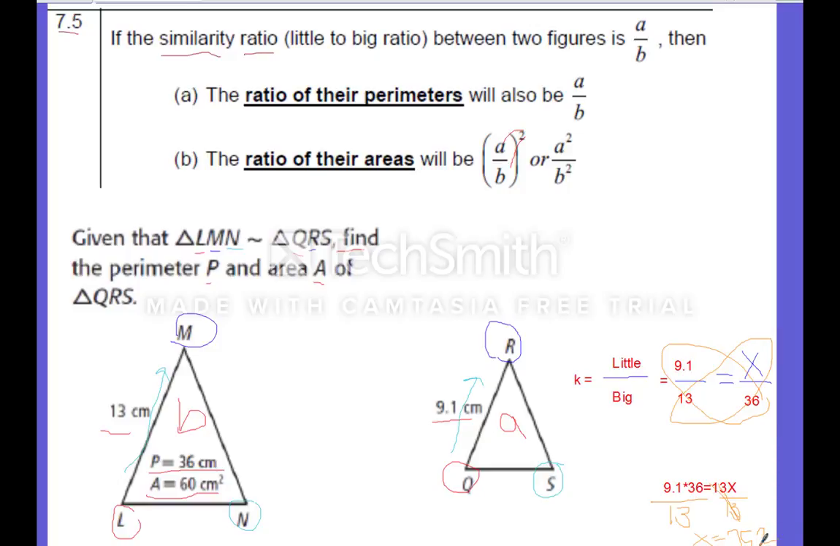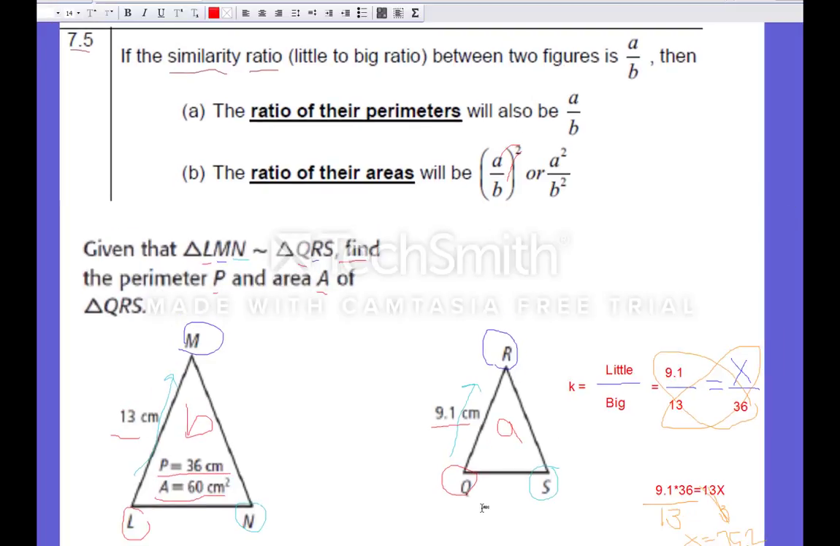I'm sorry, this is so hard to read. It's hard to write with this pen. Okay, 25.2. So my small perimeter for this guy is, I'll type it, perimeter equals 25.2.